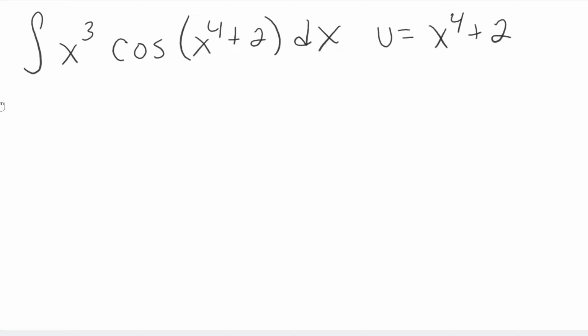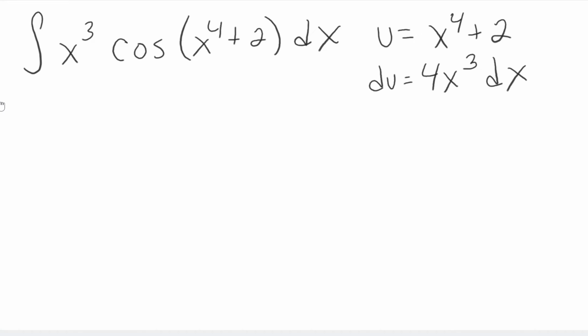It actually doesn't have to be. You can do u substitution in a lot of situations. But typically it's the thing that's going to cause you trouble, which is the piece inside. So then du is going to be what? 4x to the 3rd dx. Do not forget the dx.